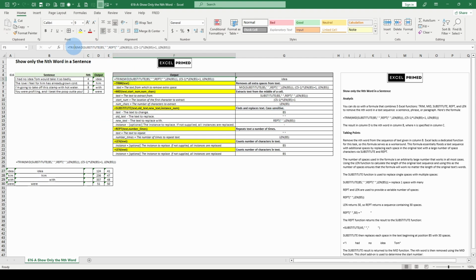Here we have TRIM, MID, SUBSTITUTE. Then we have C5 blend. Go here and you're going to see how we're going to do this. This number 4 is critical.